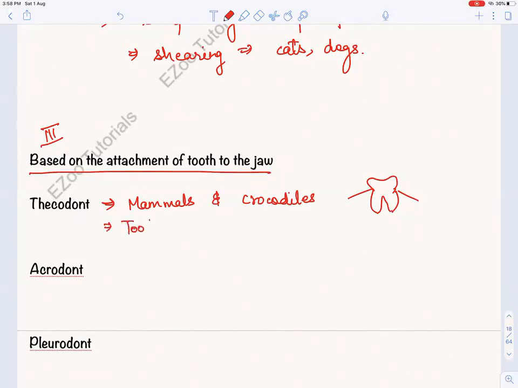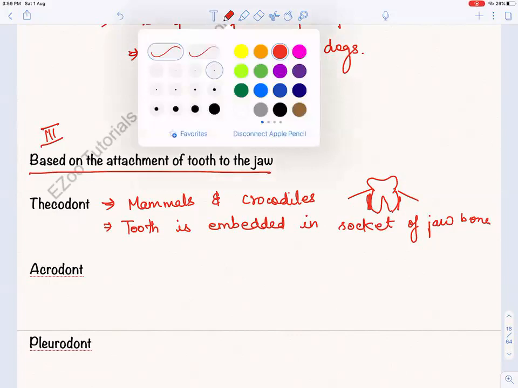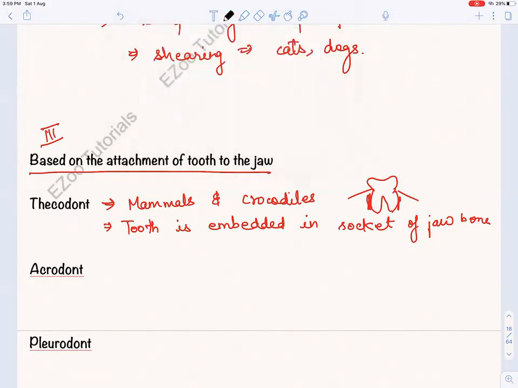Thecodont is when the tooth is embedded in a socket. You can see this socket. It is embedded in the socket of the jawbone, right? And what is the jawbone in our case? If you want to know, there are some students who want to know more. In the upper jaw, it is the maxilla bone, and in the lower jaw, it is the mandible bone. Just for your information.